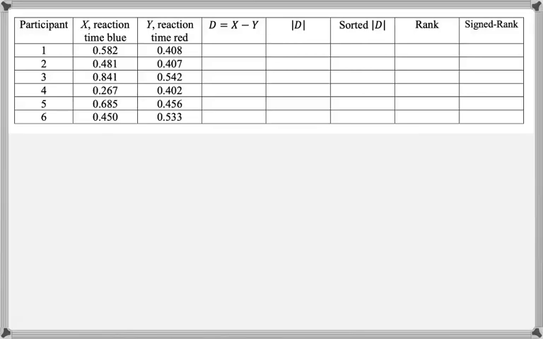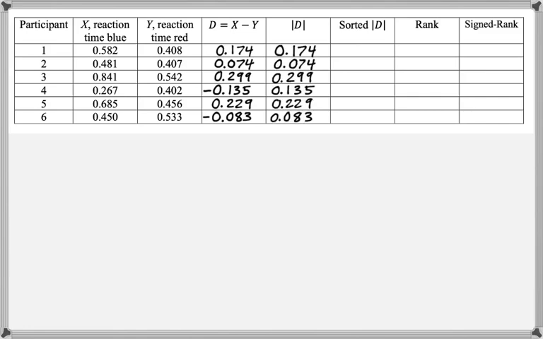First, let's calculate the differences and the ranks. So the difference is equal to x minus y. So 0.174, 0.074, 0.299, negative 0.135, 0.229, and negative 0.083. Next, we calculate the absolute value, so this will remove any negative signs.